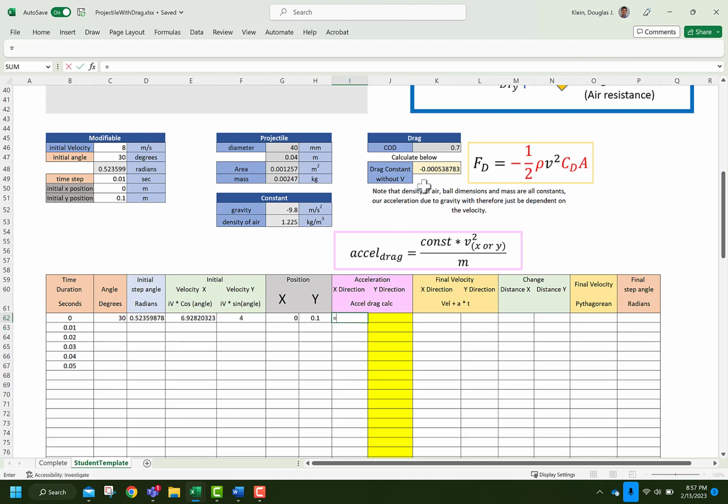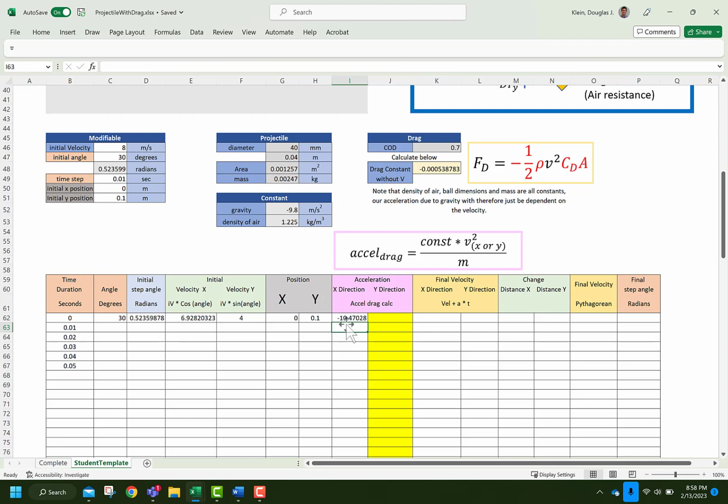So I'm going to type in equals. I'm going to select my constant. I'm moving up there, so I'm going to push F4. And then I'm going to multiply it by my velocity in the X direction, which I am going to square. The caret is above the 6, if you were wondering. And then I'm dividing it by its mass right there, and I'm pushing F4 again.